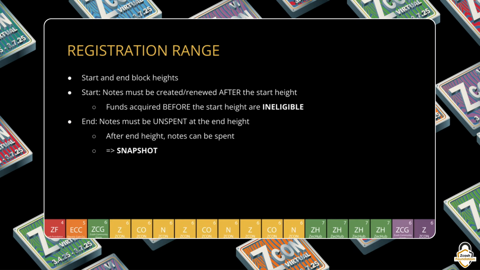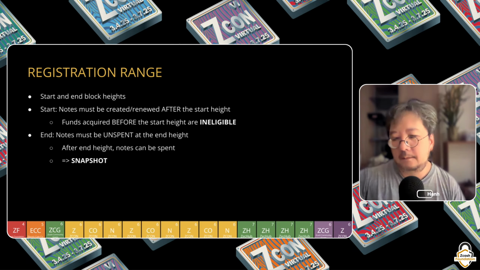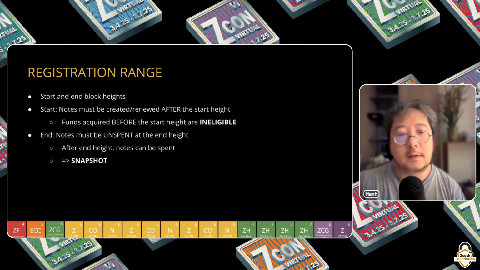Right? If you want to use the coins that you received 2 years ago, you have to make a self-transfer. You just make an Orchard-to-Orchard transaction, which sends the coin to yourself. And that will refresh the notes. There will be new notes which are created after the start height. Right? So this is not really a blocker, but this is something that you have to do. Then the end height is where we take the snapshot. So the notes have to be unspent at that time. You can spend them after, but you obviously cannot spend them before. Okay, so that's a reminder of the beginning of the registration range.